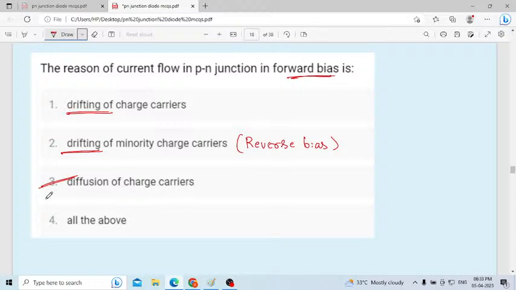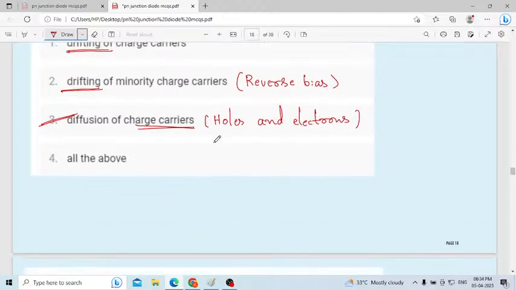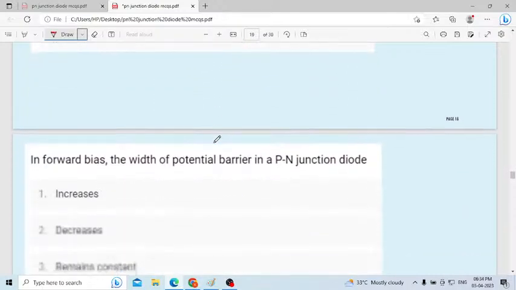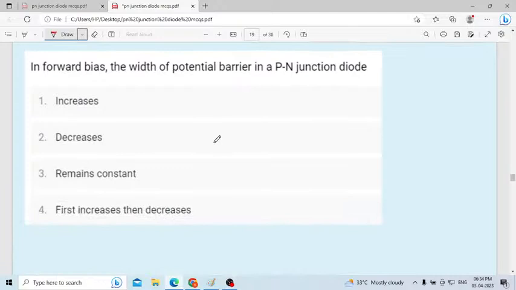Then here, the correct answer for this question is diffusion of charge carriers. Here the charge carriers are both holes and electrons. Both will play an important role. Charge carriers means we use both words. Then in the reverse bias, we use only the minority charge carriers. Minority charge carriers are those present in a lesser amount. This electronics topic is easy, but you have to revise at least 2-3 times, then it will be easy for you. Then move to the next.